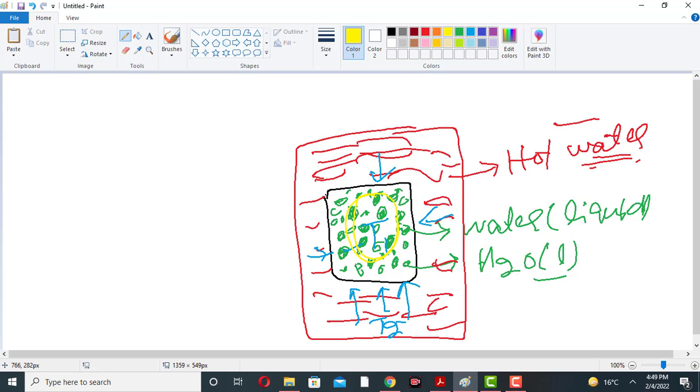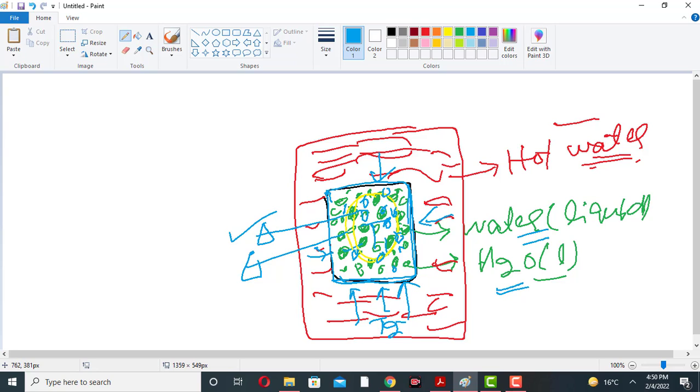As this small beaker is full of water, there is no space available for water molecules to go there. So in this case no water vapor will form. This water will be heated, but there is no space available for water molecules to vaporize.